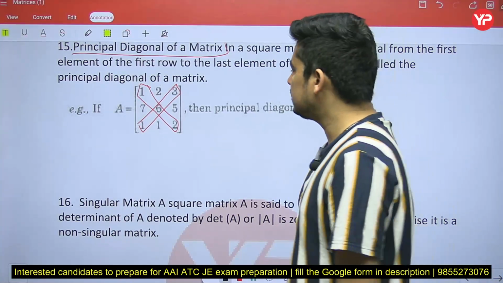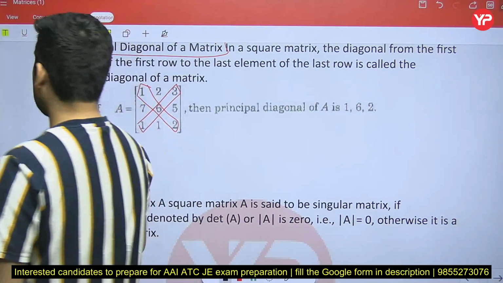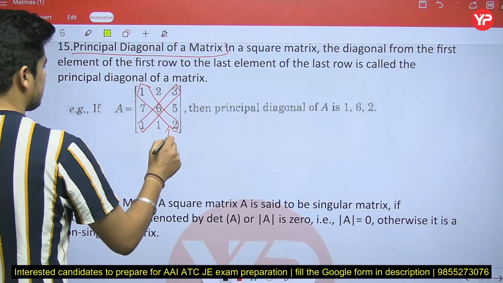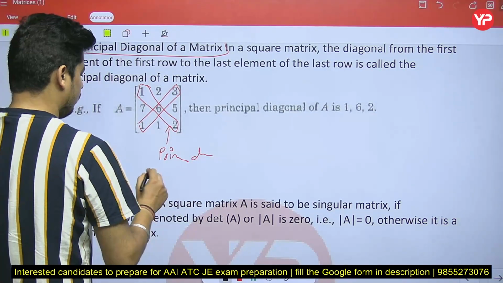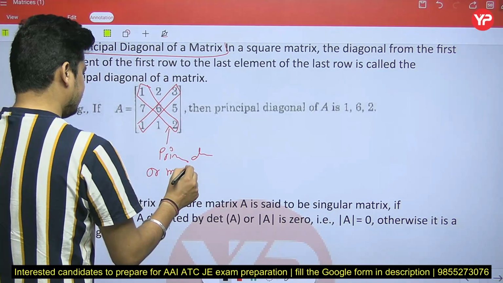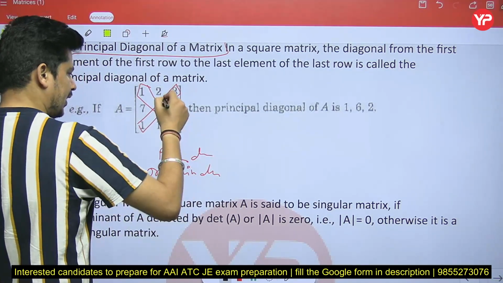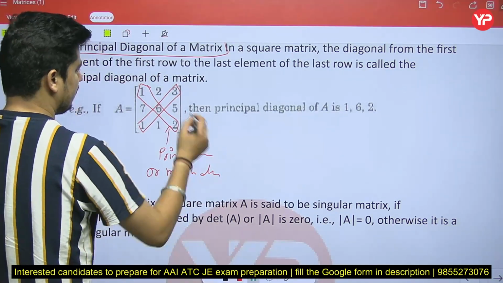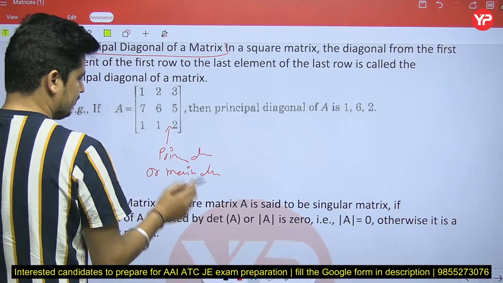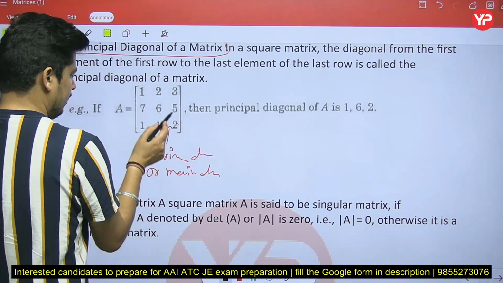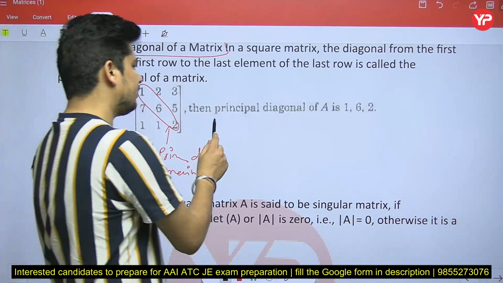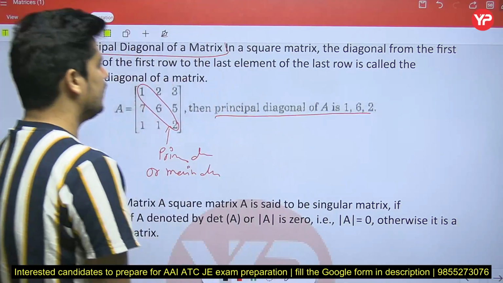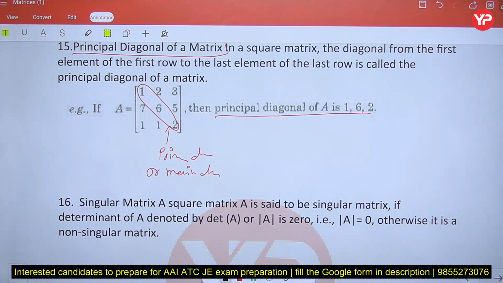So basically inside any matrix there are two types of diagonal possible. This is called the principal diagonal or main diagonal. So inside any square matrix, this diagonal is called the main diagonal or principal diagonal. So the principal diagonal of A is 1, 6, and 2. That is called the principal diagonal of a square matrix.